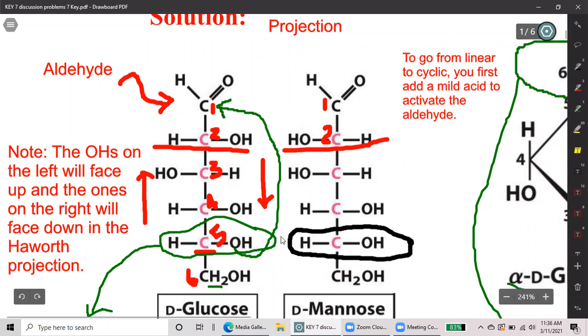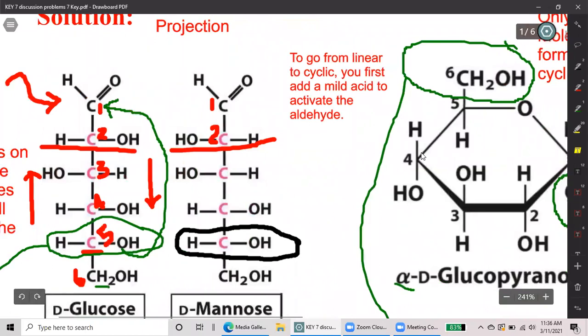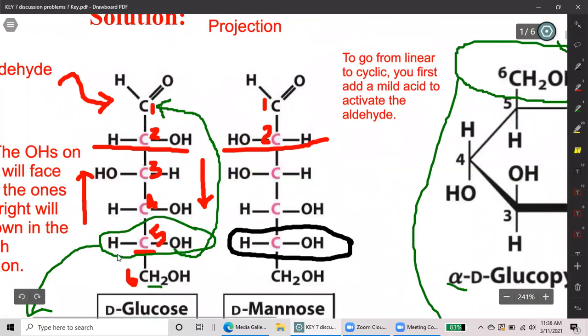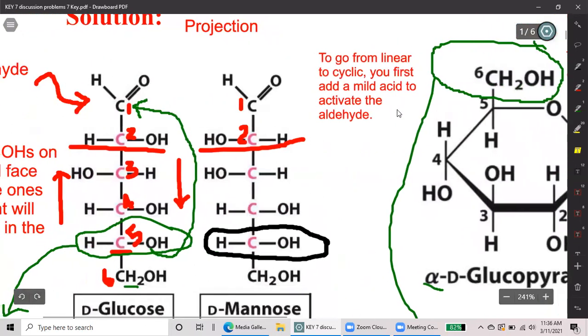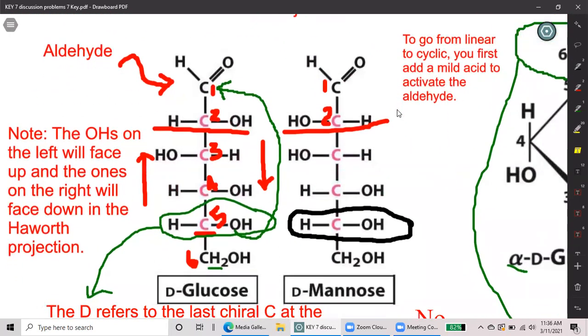when you're going to go from Fisher, linear, to Haworth, circular, something happens, okay? So here at this 5th carbon, that's like the most important carbon for this transition, because the alcohol group that is attached to it, the lone pairs on the oxygen, they attack this first carbon. And then a few steps happen, and then you end up with this circular structure, okay? So you'll learn about that when you watch Shkala's video.